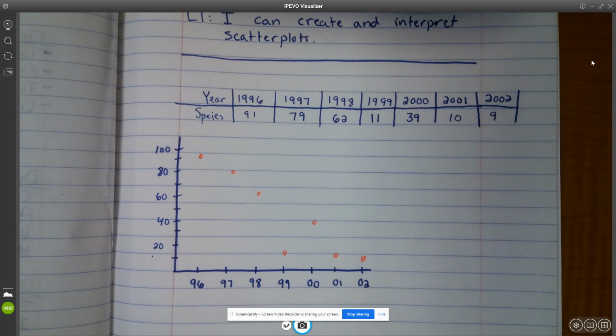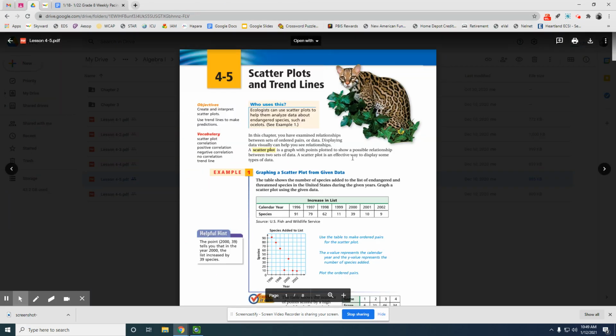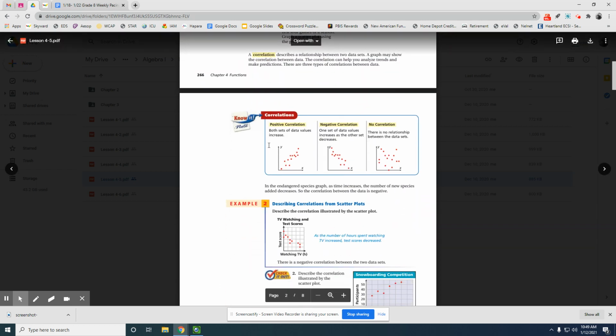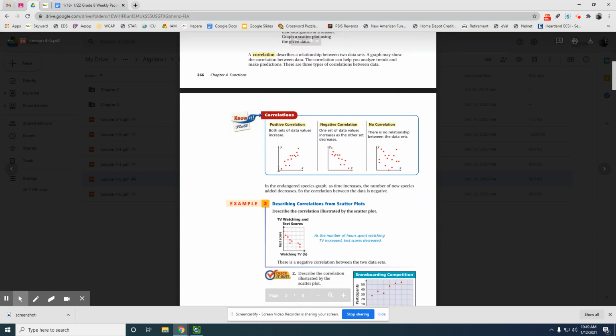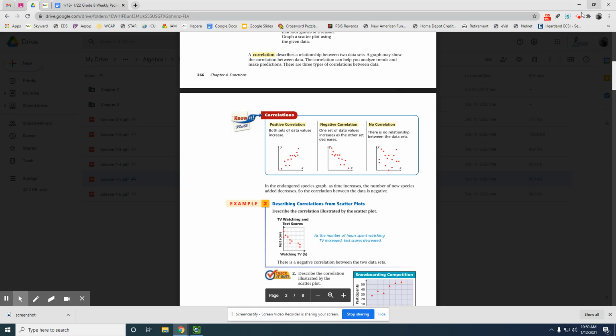Now the next step is to interpret that, so I'm going to switch this over to the book. We would have these things called correlations. Positive correlation is when it goes up and to the right. Negative correlation is down and to the right, and no correlation is when it's kind of all over the place. If we were to look at this one, it's kind of a negative correlation, but I'd also probably include no correlation because this one's kind of an outlier. But if that one was gone, it would definitely be a negative correlation.